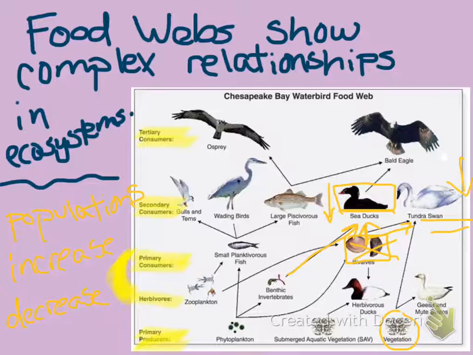What about, let's see, what do the bivalves eat? They eat zooplankton and they eat phytoplankton. So what's going to happen to the phytoplankton population if the bivalves all go away? They would increase because they have less things eating them. What about the zooplankton? They would also increase because they have less things eating them. Do you see how this is all kind of connected?